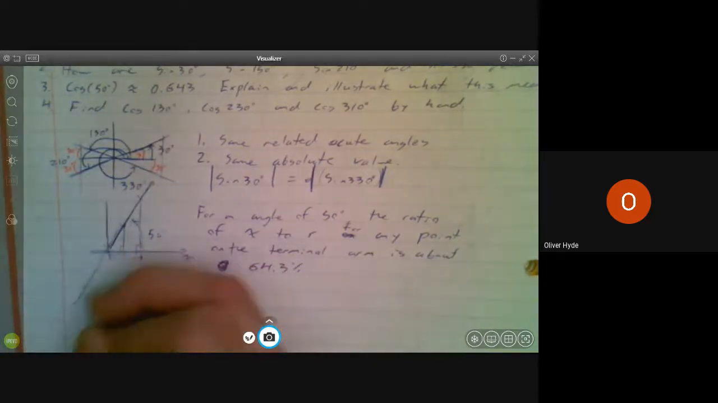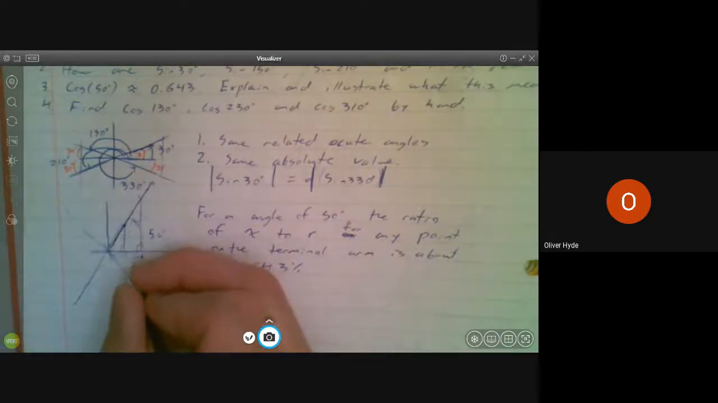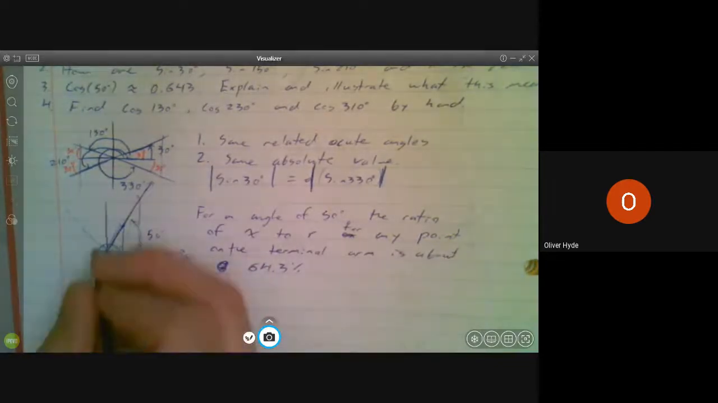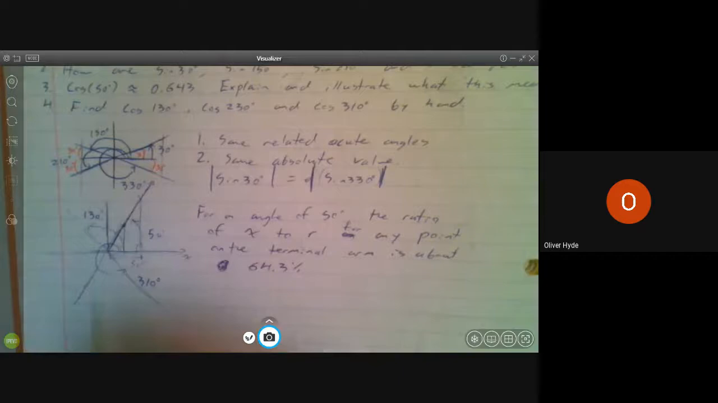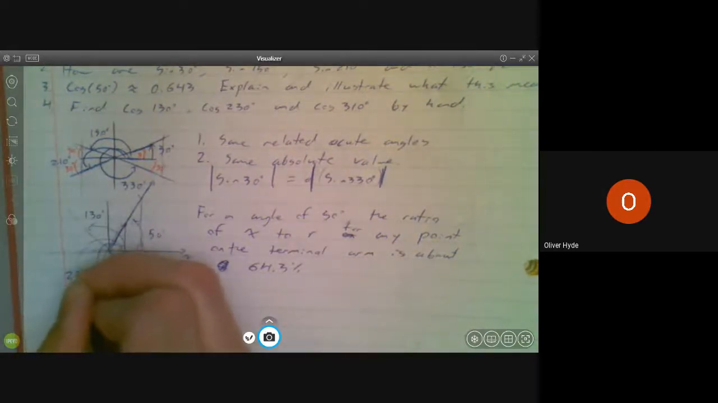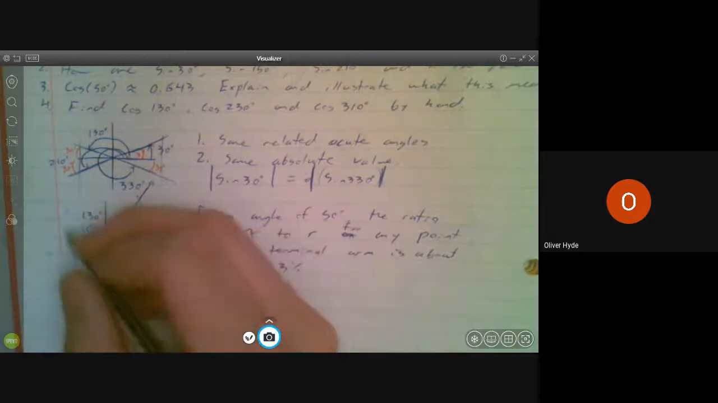If I draw the other four angles in standard position that have related acute angles of 50 degrees, 50 degrees short of 360 degrees would be 310 degrees. 50 degrees short of 180 degrees would be 130 degrees. And 50 degrees past 180 degrees would be 230 degrees. Hey, isn't it lucky that they're only asking us to find the cosine ratios of these angles that share the related acute angle? Yeah. So draw a couple of triangles on here if you like.